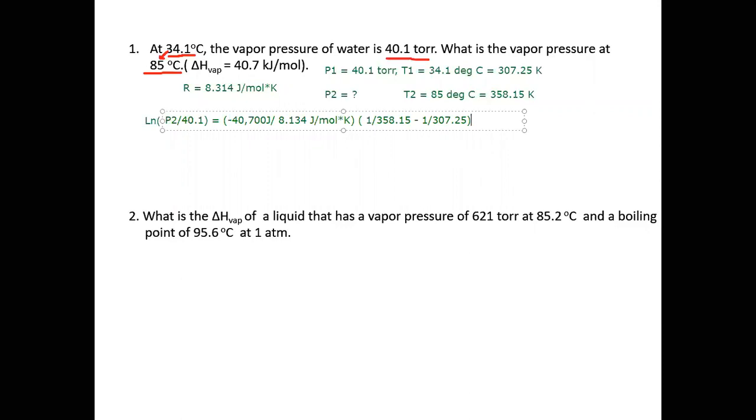You need to make sure you convert to Kelvin, because again, it's 1 over the temperature. It's not a change. It's 1 over the temperature of 1 minus 1 over the temperature of 2. It's a difference here, and you got to have units cancel. So make sure you convert to Kelvin, because that's what's required.